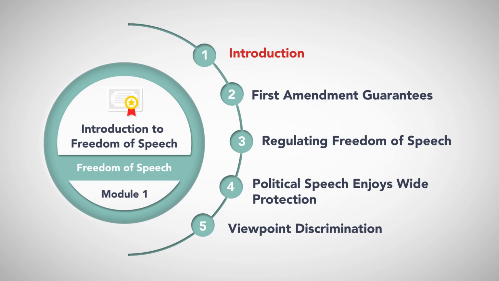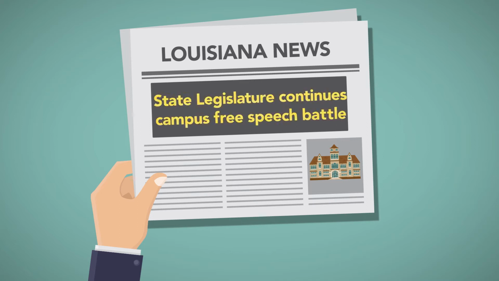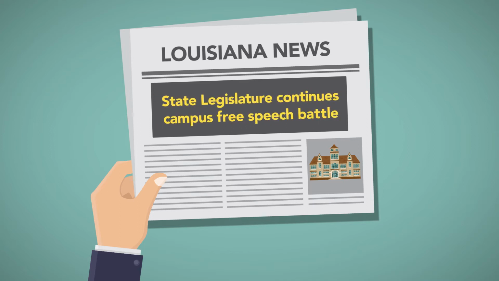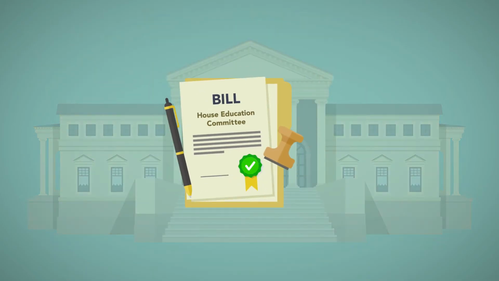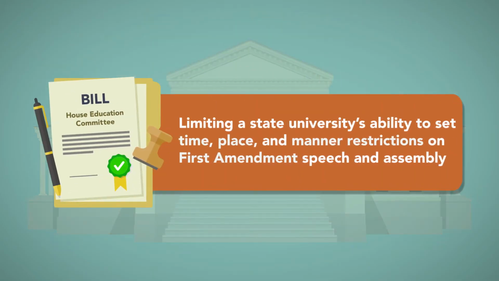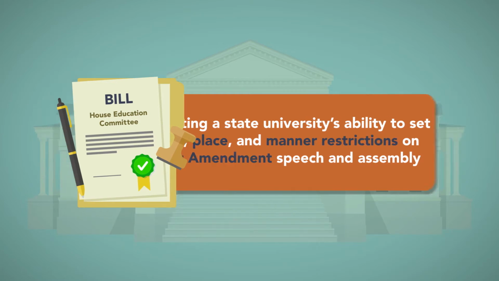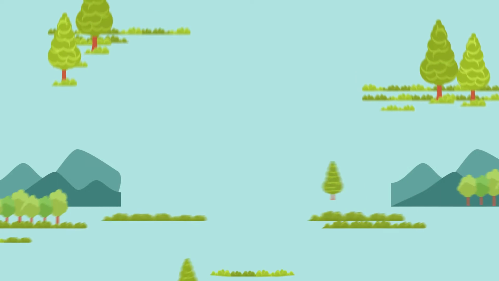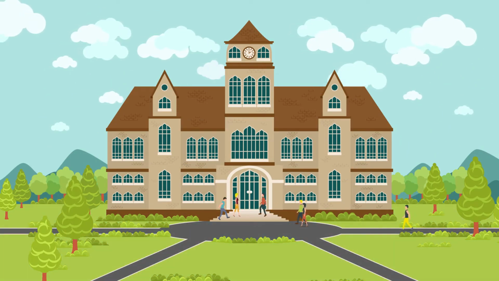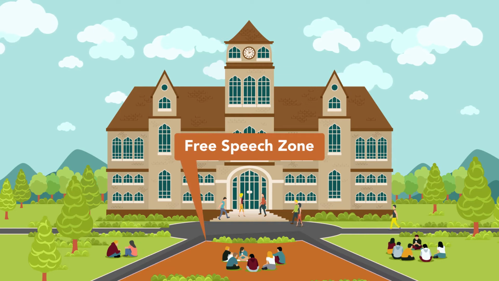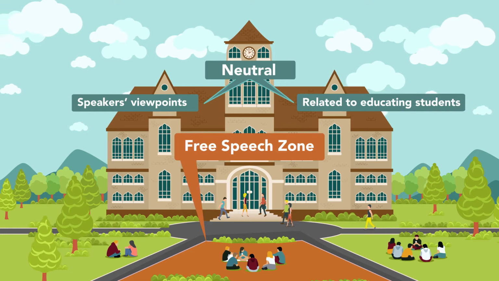Introduction. The headline of the article in the Louisiana newspaper read, "State Legislature Continues Campus Free Speech Battle," as the state legislature's House Education Committee approved a bill limiting a state university's ability to set time, place, and manner restrictions on First Amendment speech and assembly. The bill permitted Louisiana universities to regulate speech activities and designate certain areas for free speech so long as the rules are neutral in terms of the speaker's viewpoints and reasonably related to educating students.